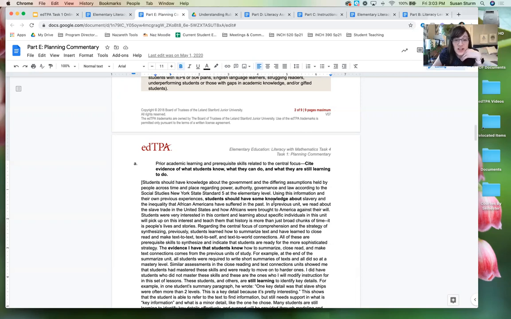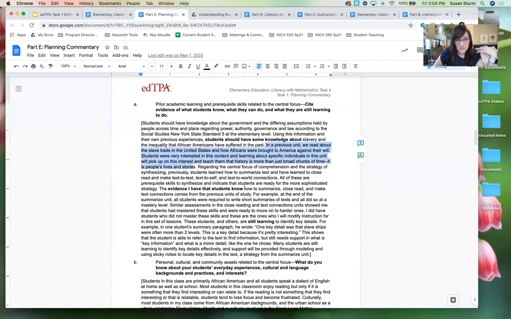So students should have knowledge about government. She's going to start with social studies. They know about law. They know about power, authority, governance, according to New York State. Using this information, they should have some knowledge about slavery and equality of African Americans. Previously, we read about slave trade in the US, so they know about specific individuals and some of the terminology. So they started with the social studies content.